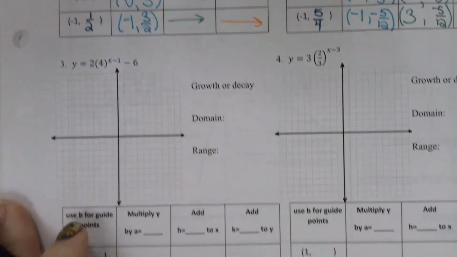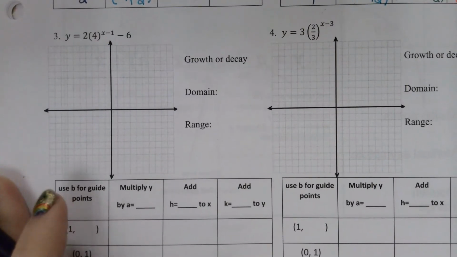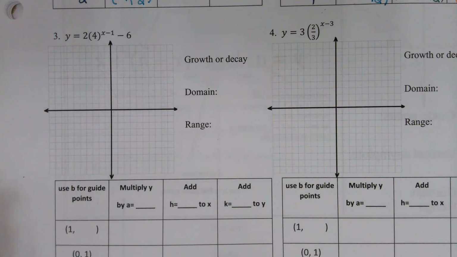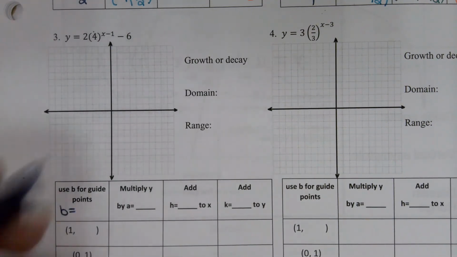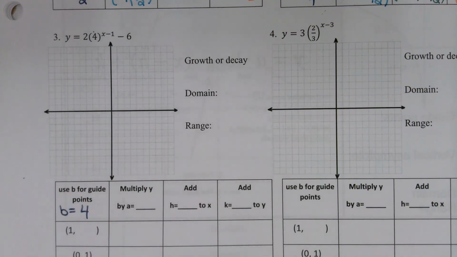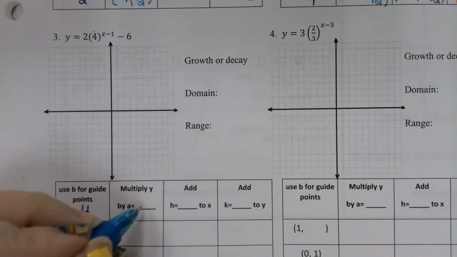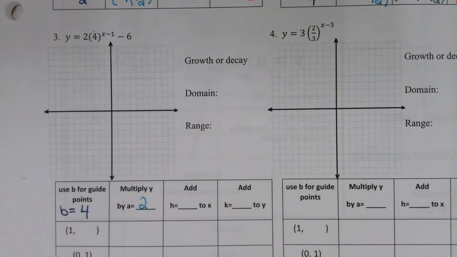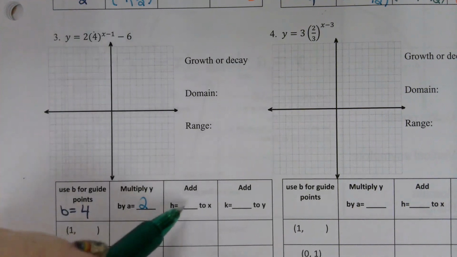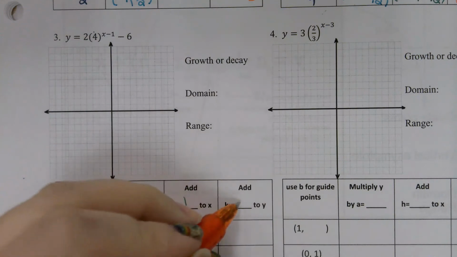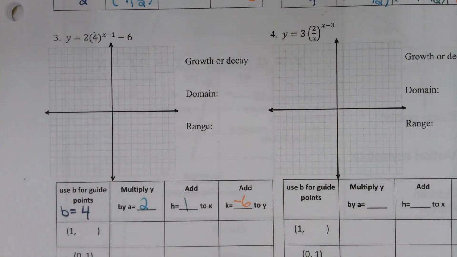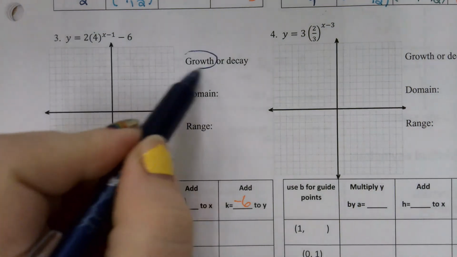Next one, we need to list our B, A, H, and K. B is 4. Our A is 2. H, opposite sign of what it appears to be, 1. And K is -6. Since B is greater than 1, that tells me that this is going to be exponential growth.